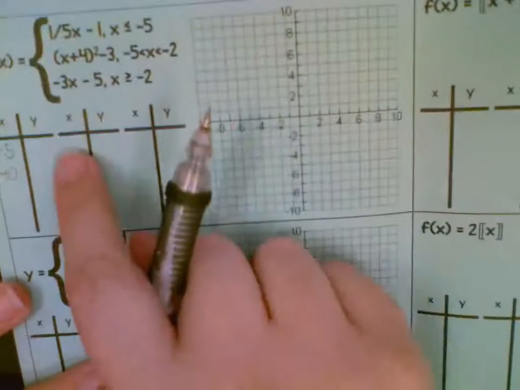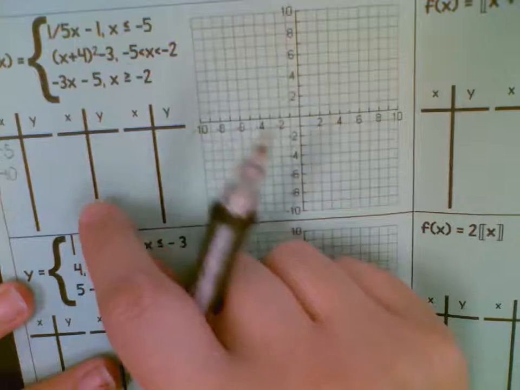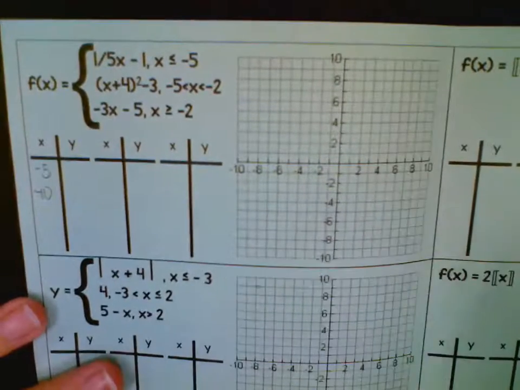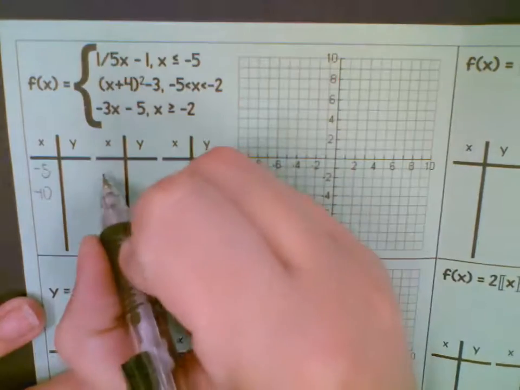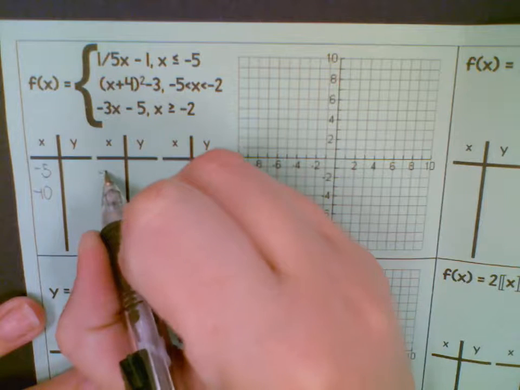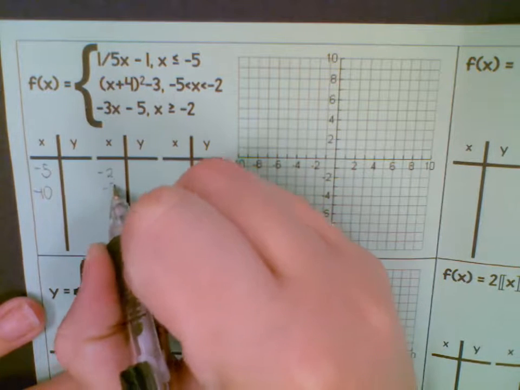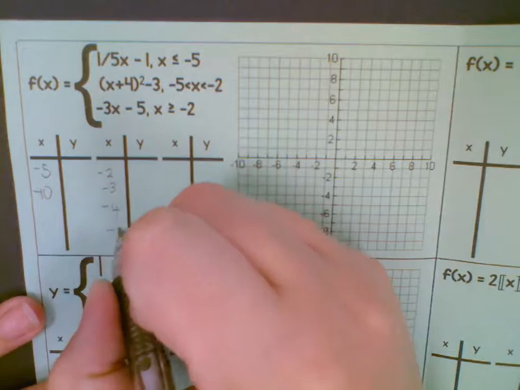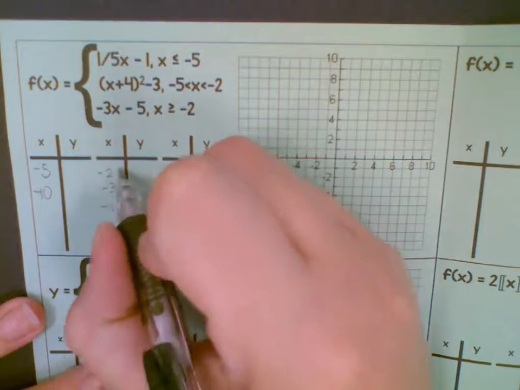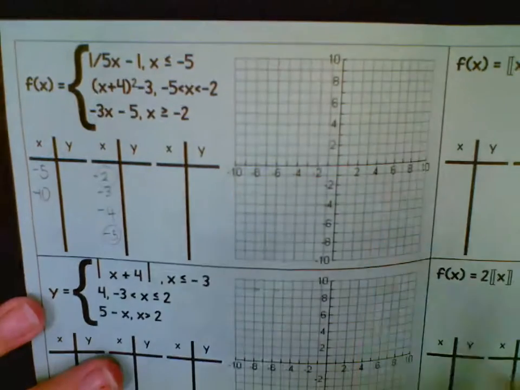So I'm still going to plug them into my graph to see where they end up, but we have to remember to put the hole there. So what I do when I write my numbers down on my table, I circle those so I remember that they're going to be a hole when I graph them on there.